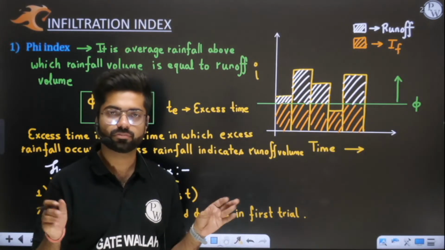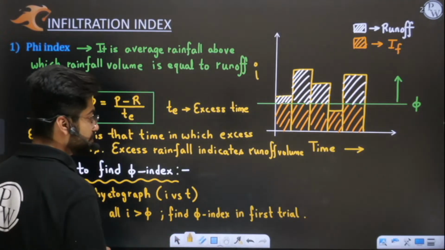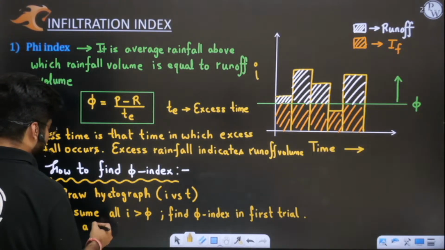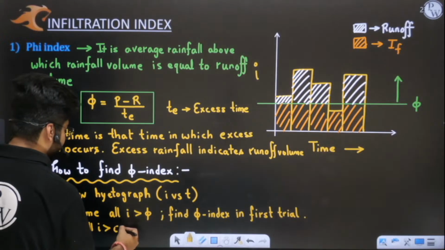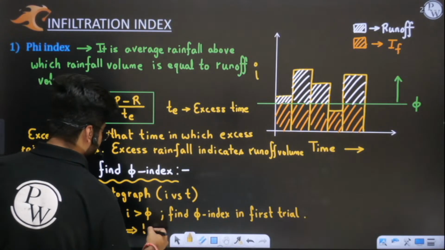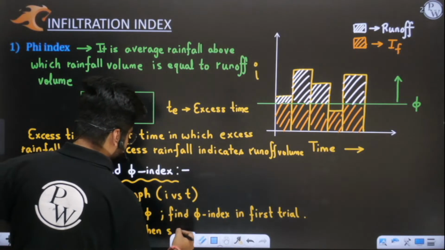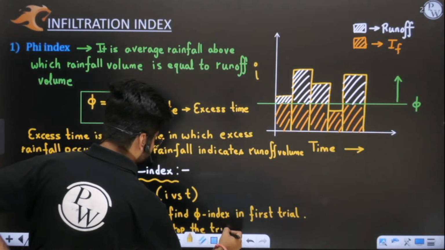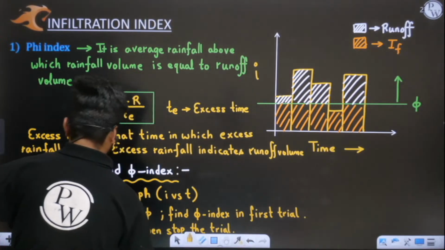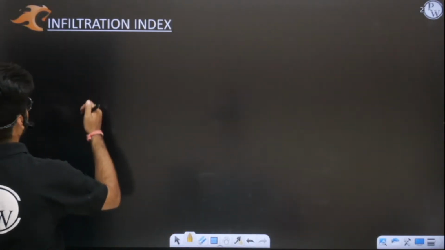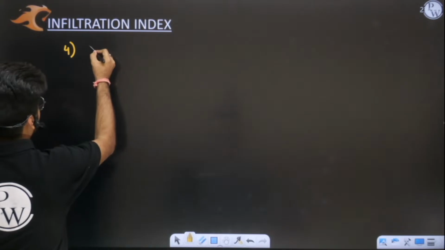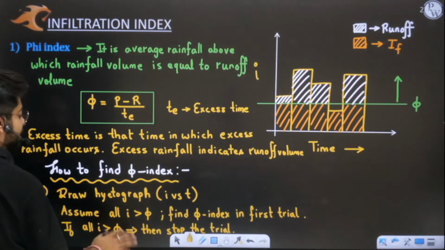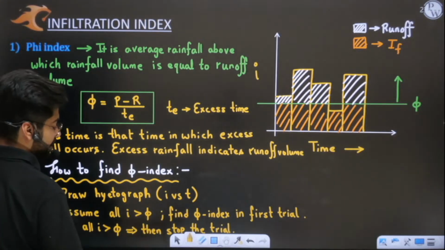No problem. We have two methods. If all I as assumed are greater than 5, then stop the trial. There is no need to repeat the process again and again. If all I are greater than 5, no problem, that we have already assumed, and I will get the phi value directly.